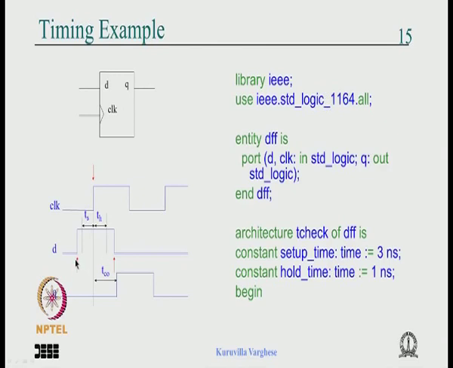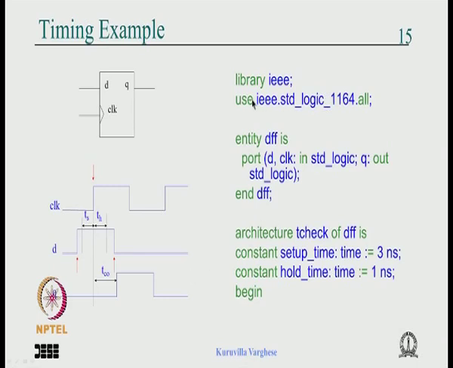So we will keep two variables, one to keep the last event on D, one to keep the last event on the clock. Anytime an event happens we subtract the last event on the opposite signal and check it is greater than that time. That is the game. Okay, so we will look at the code.